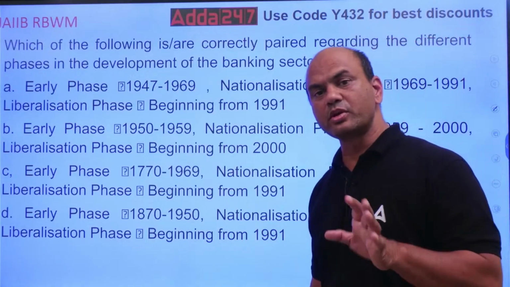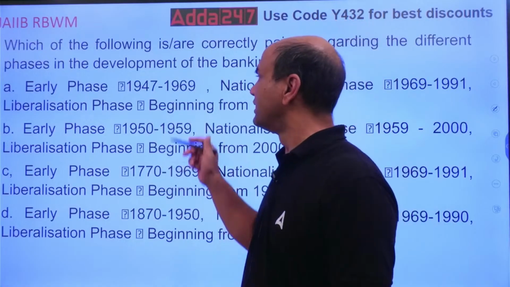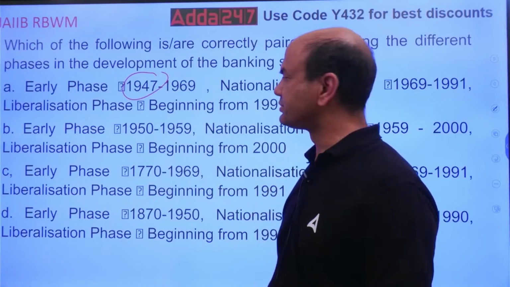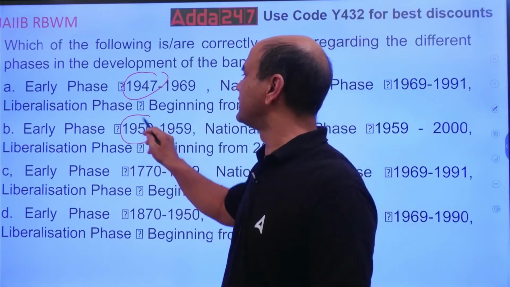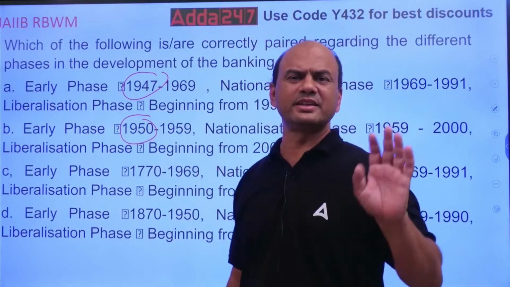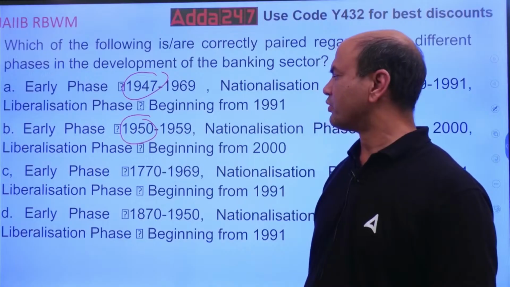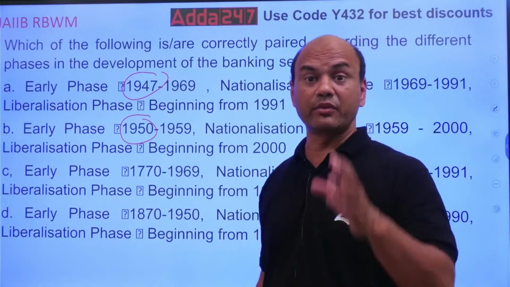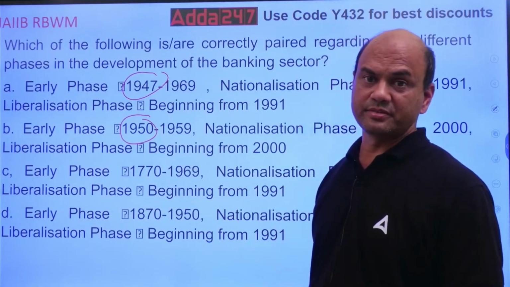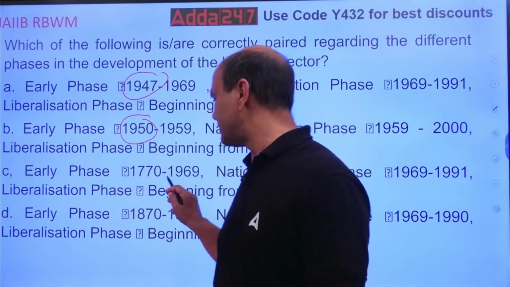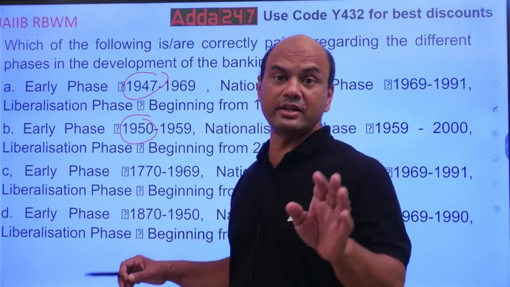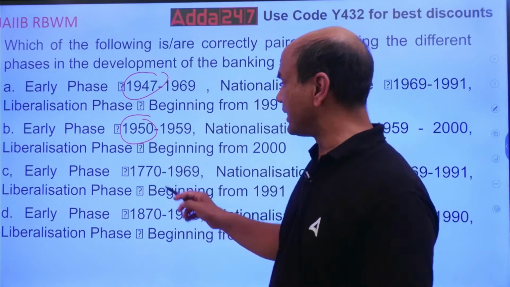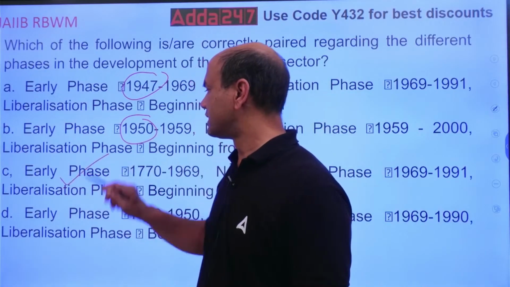So which one seems to be more correct? Do you know when banking started? Is it 1947? No. Many of our banks have existed for more than 100 years. So 1950, these two answers are gone, because banking has existed since long. The first bank established was Bank of Hindustan, in the 1700s. So either this can be the answer or 1870 can be the answer. But since Bank of Hindustan was established in the 1700s as the first bank, this will come up as the answer C.